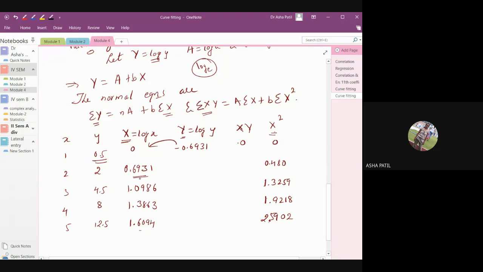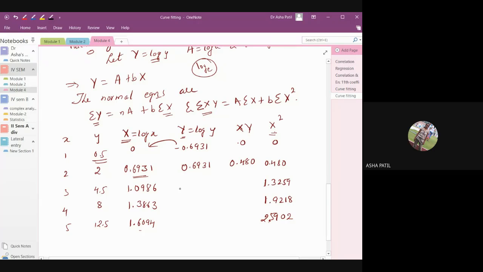Now log of 2. Already you have written 2, the same value it is. X and Y values are same, so that means we'll get 0.6931 and the square of it again is 0.4865. If I have written correctly, check once again, be quick with your answers.